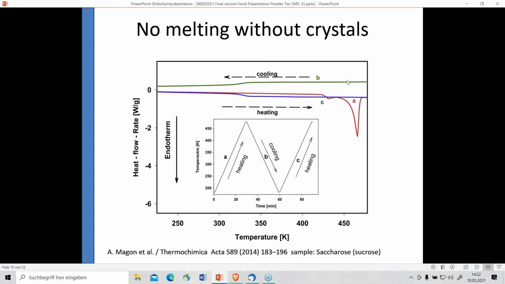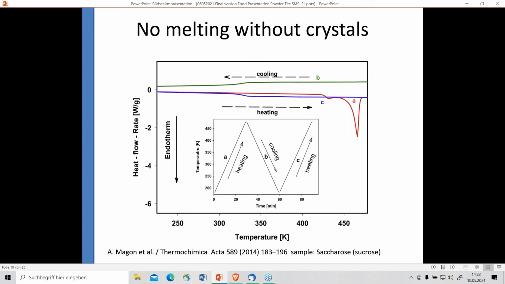On the other hand, when you are just cooling, you won't see any recrystallization in this field. You will just see a glass transition. And on the second heat, you will also find only a glass transition, and there will be no crystallization in this field. So the reason, or the parameters why, that's the main question we have.